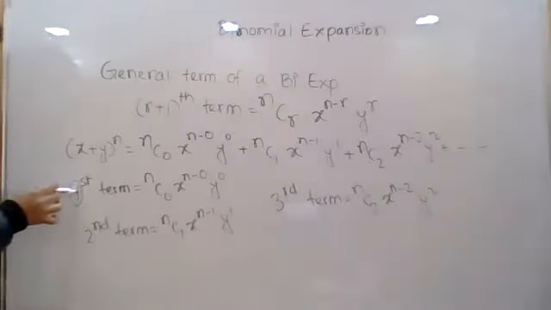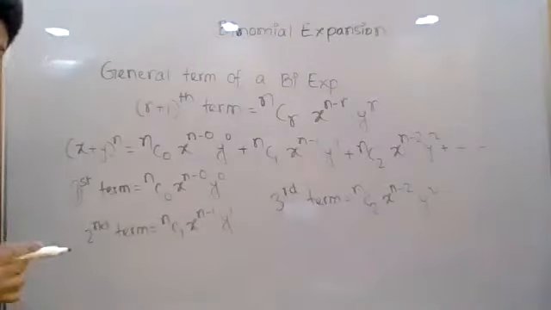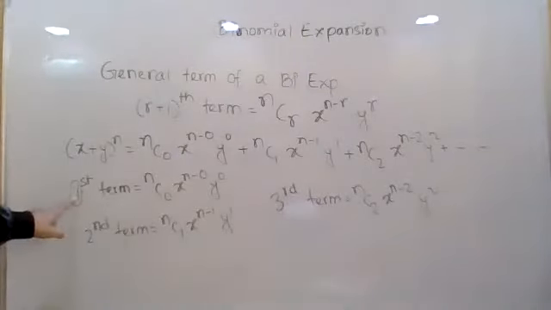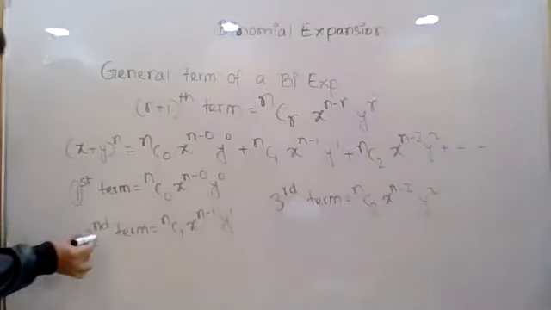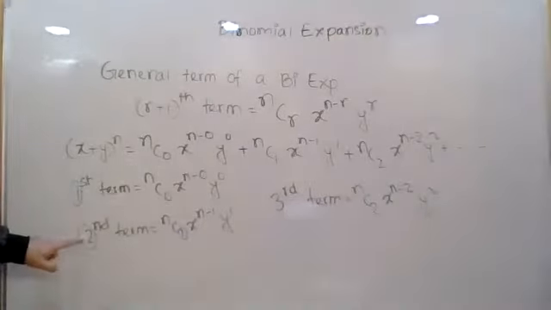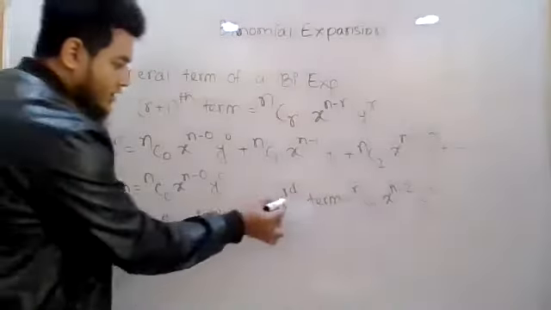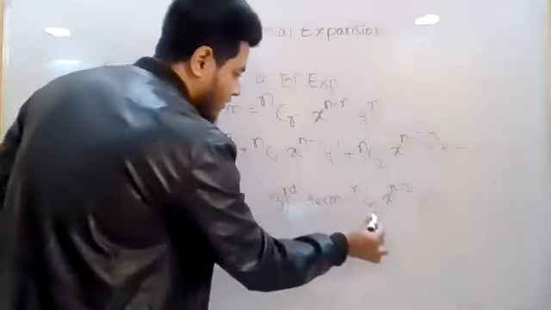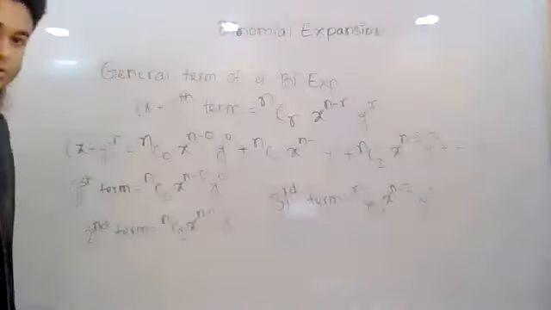If it is the first term, then I put 0. 0 is 1 less than 1, correct or not? Then when it is the second term, I put 1 over here. That is 1 less than 2. Again, when it is the third term, I put 2 over here. That is also 1 less than 3, correct or not?